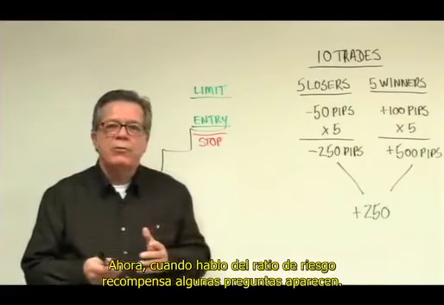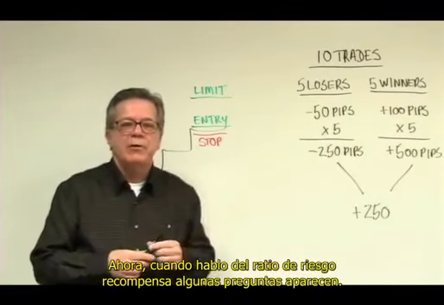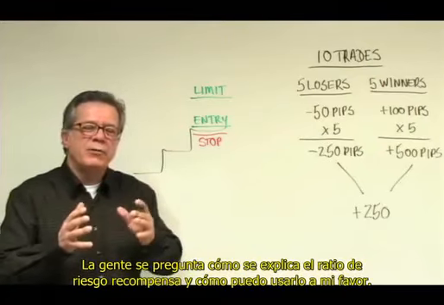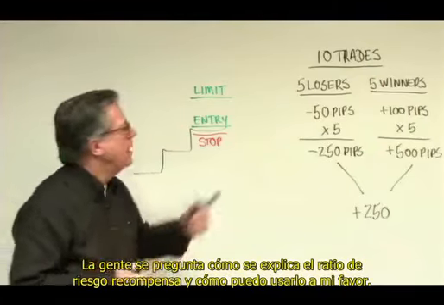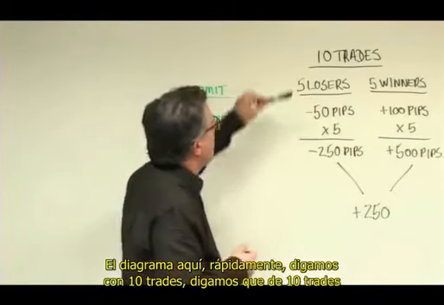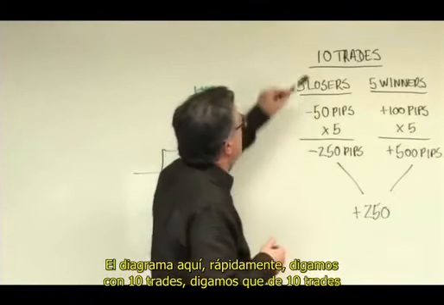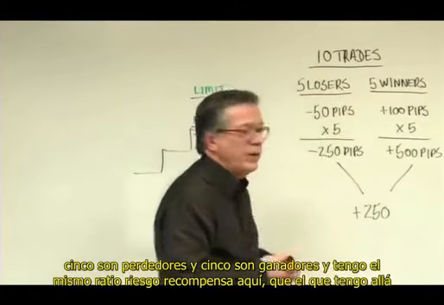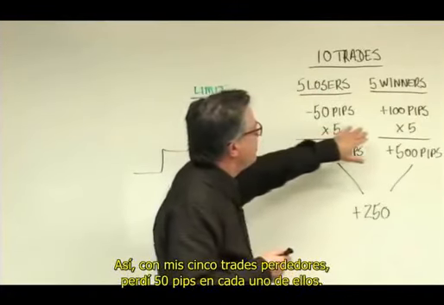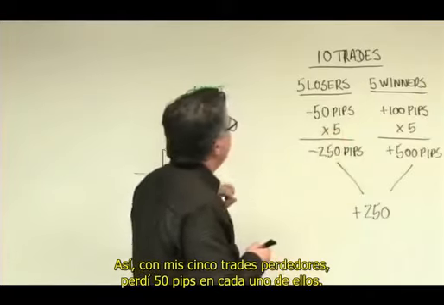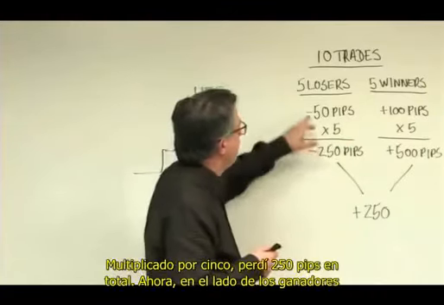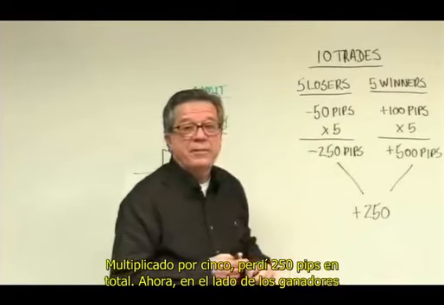Now, when I talk about risk-reward ratio, and these questions come in every once in a while, people are wondering, how do you explain that 1 to 2 risk-reward ratio? How can that work in your favor? I've diagrammed it here quickly. Let's say with 10 trades. Let's say I place 10 trades, and 5 of them are losers, 5 of them are winners. And I've had the same risk-reward ratio here as I've had there. So with my 5 losers, I lose 50 pips on each one of them. So for the 5, I'm down 250 pips.